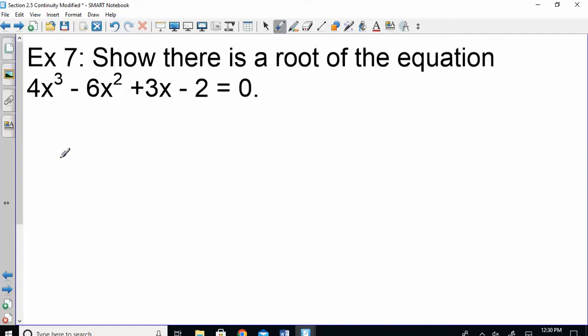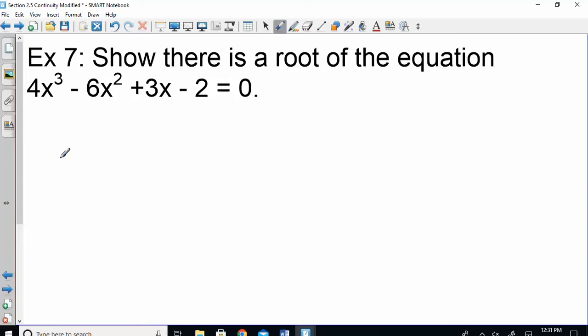So if I want to show that there is a root of this equation, a root just means there's something I can plug in to make it equal 0. Okay, so we could try to solve this and find the actual number, and that would work. But I didn't even ask you what it was. I just want you to show that it happens somewhere. So a lot of times I might tell you, prove that there's a root between 1 and 2, or something like that. Since I didn't give you those numbers, we just kind of have to find some.